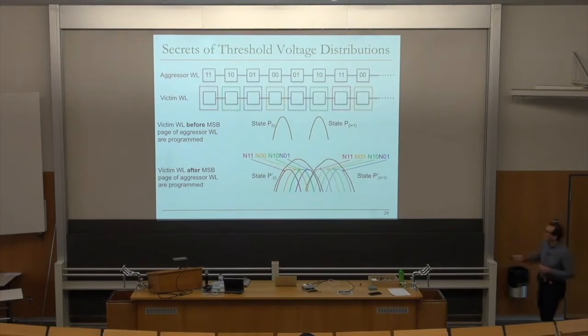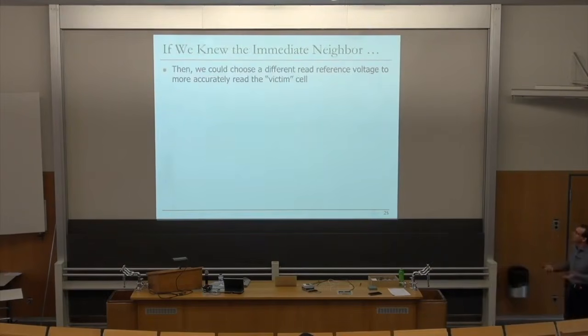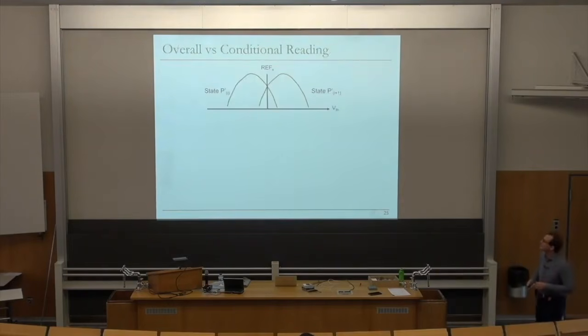Meaning that if you actually know your neighbor value, you could use some read reference voltage that's much better. That would give you a much lower error rate. And that's the key idea over here. If you knew the immediate neighbor, then you could choose a different read reference voltage to more accurately read the victim cell that you're trying to read.